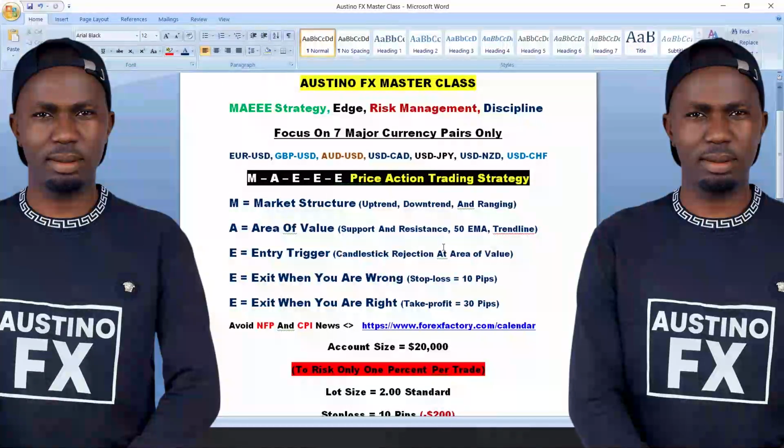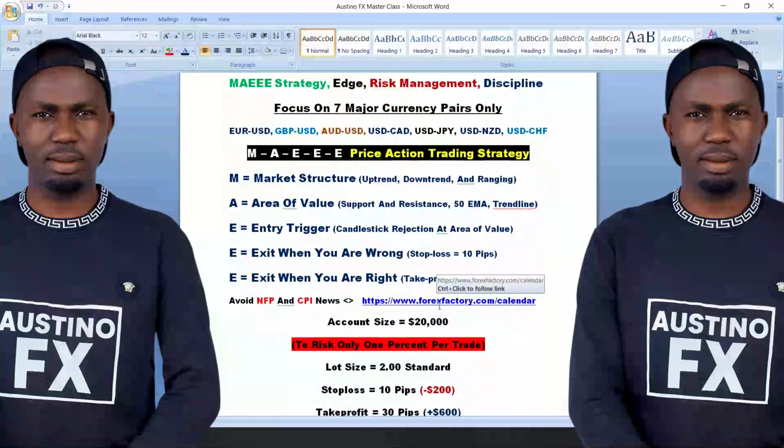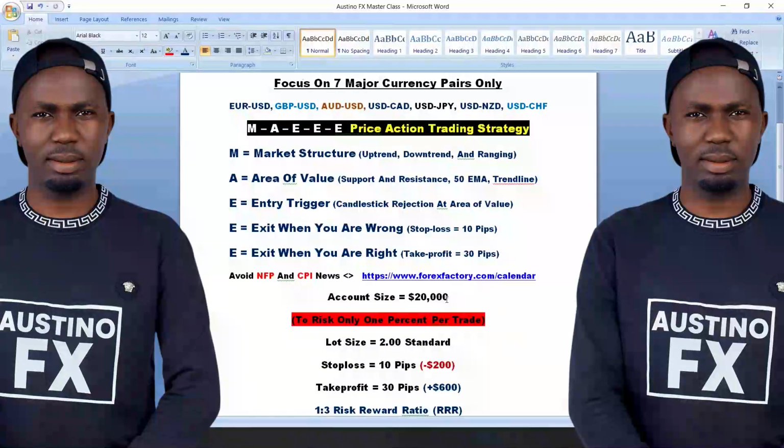That is risk management. Since the market is uncertain and unpredictable, you need to have a specific amount of risk that you are willing to take per trade. For me, I always take 1% of my total capital. Now look at this. This is my total capital. My account size is $20,000.